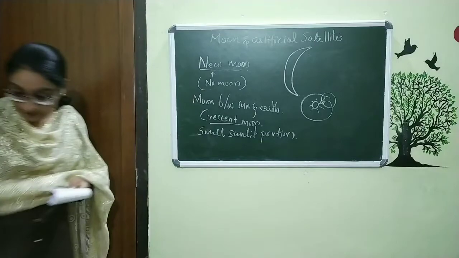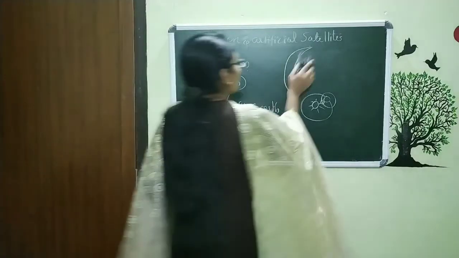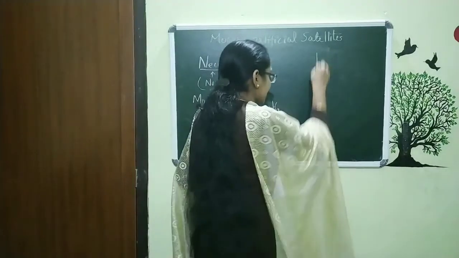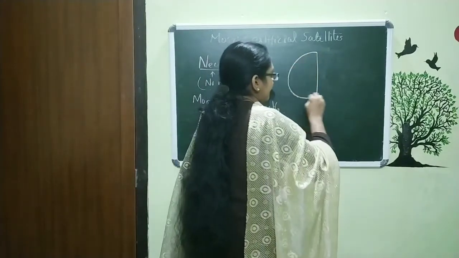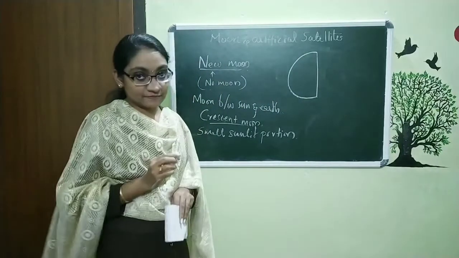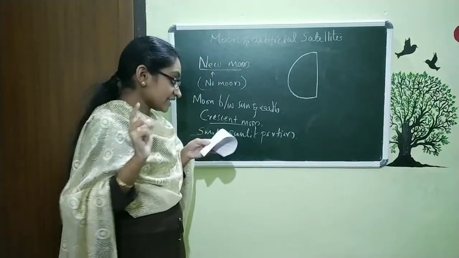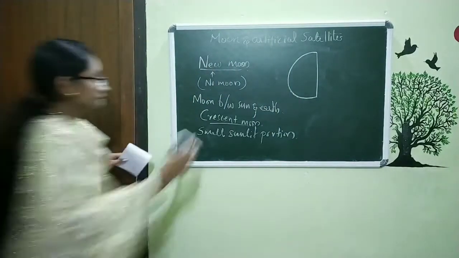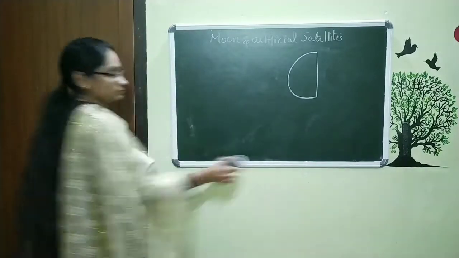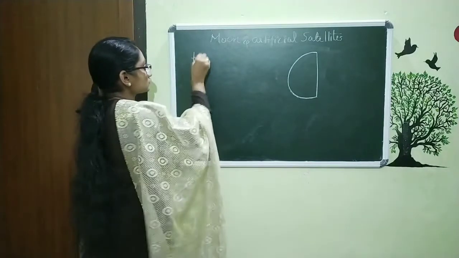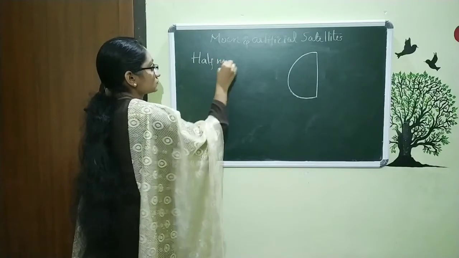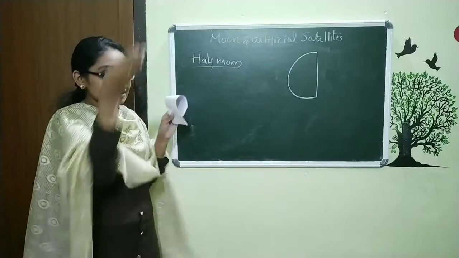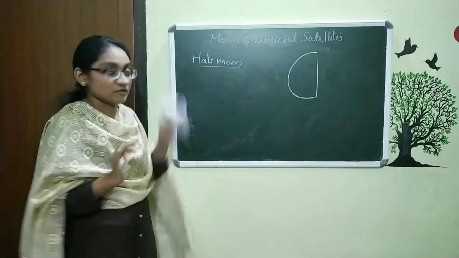And the next one is this. In some cases, we can see the moon in half shape. That is the half moon. Half moon means the moon is just getting half.